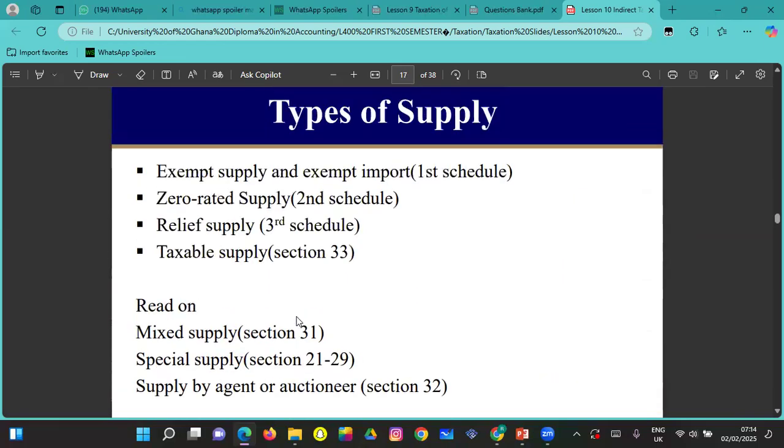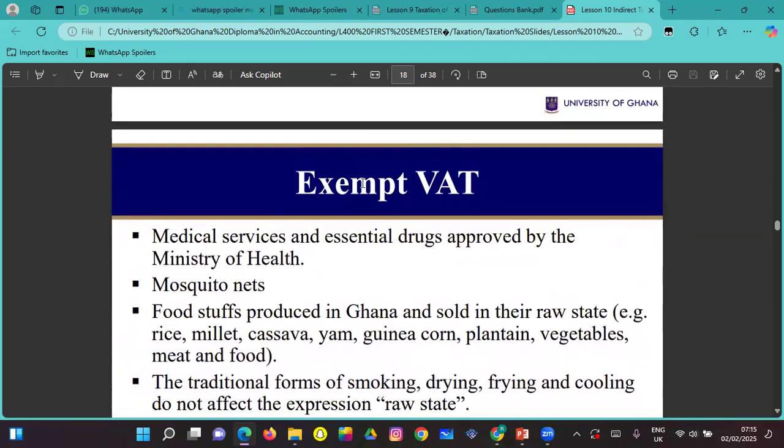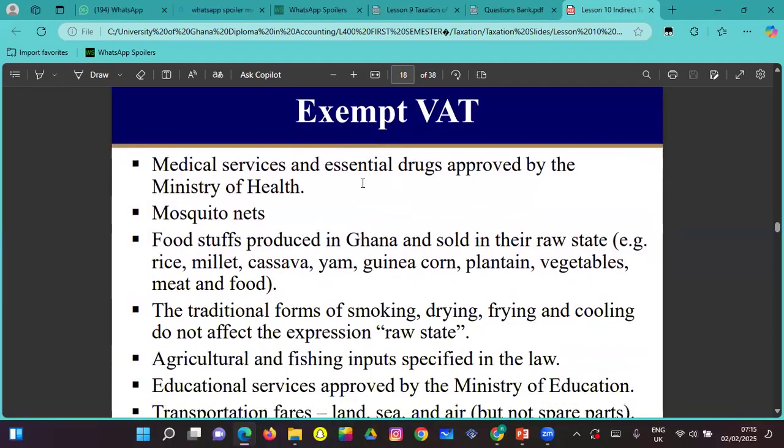So now let's look at exempt supply, zero rated supply, and relief supply one by one. Exempt supply includes medical service and essential drugs approved by the Ministry of Health. These are supplies that do not attract VAT, so there is no VAT on those kinds of supplies. Then we also have mosquito nets. We also have foodstuffs produced in Ghana and sold in their raw states.